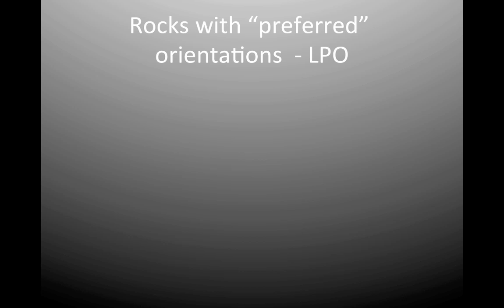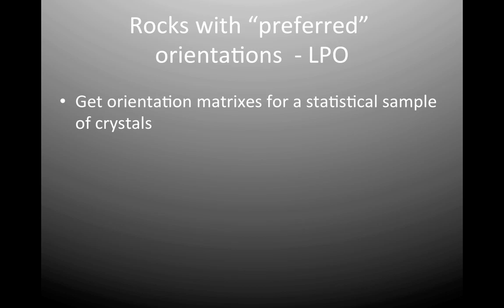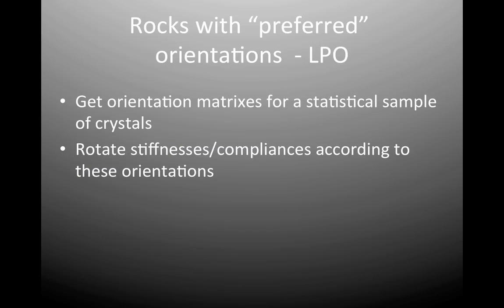This is a case in which the crystals are not randomly oriented, but rather have a preferred orientation, sometimes abbreviated as LPO, or lattice preferred orientation. How do you estimate lattice preferred orientation? Well, the first step is to get the orientation matrices, the orientation of individual crystals within an aggregate, within a rock, and you need enough orientation matrices to form an ensemble, a statistical sample of the crystals.